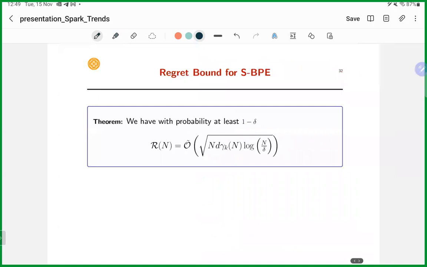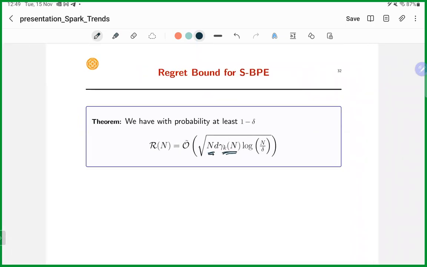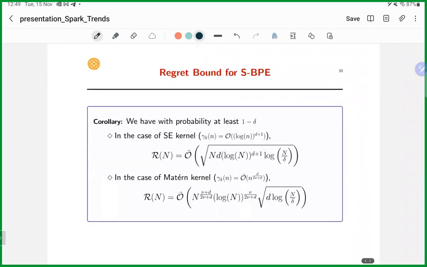So for this algorithm, we show that with high probability, the regret is of order square root of n times the information gain of n. And because information gain is sublinear, this regret bound is always sublinear. In fact, this is order optimum. We can specialize it for the squared exponential and Matern kernels again using the bounds on the information gain. And this has been proven to be the best achievable regret bound in these cases.